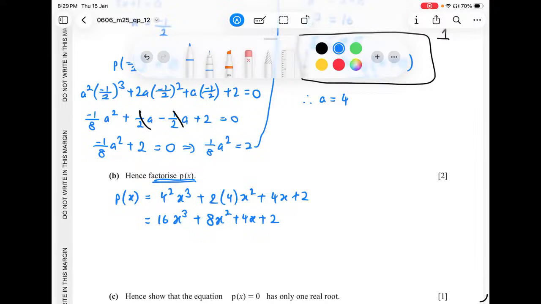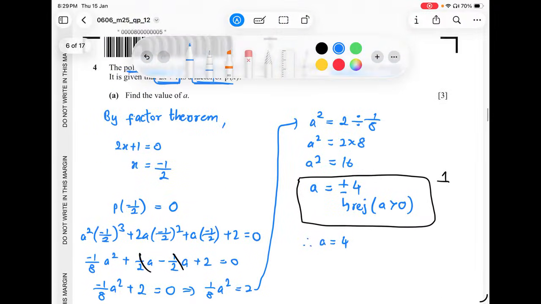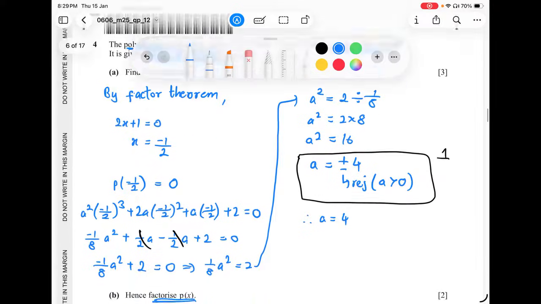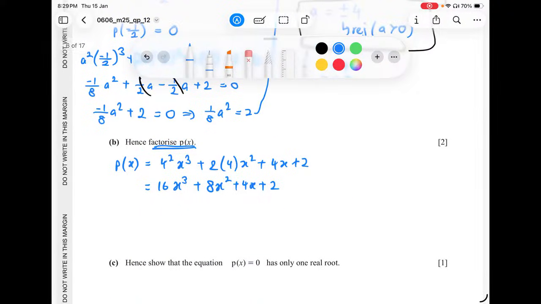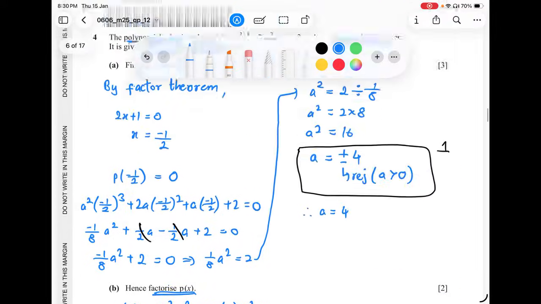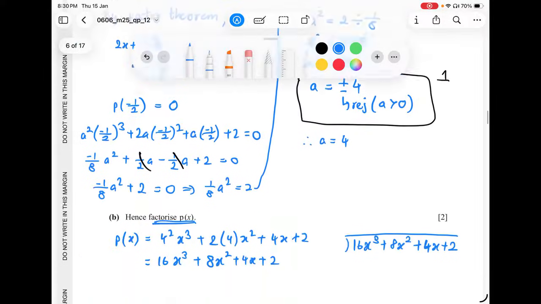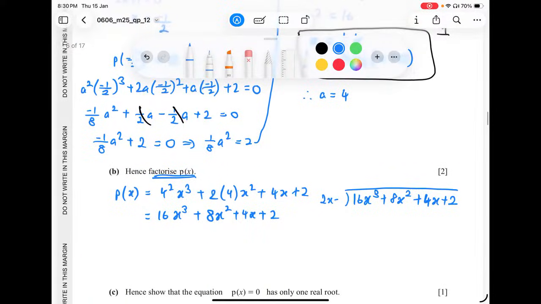So now you know that one of the factors, you just apply long division. So I feel it's easy to apply the long division method when solving for the quadratic function. So long division, let me just show you how to use it if you're new to that concept. So this divided by 2x plus 1.